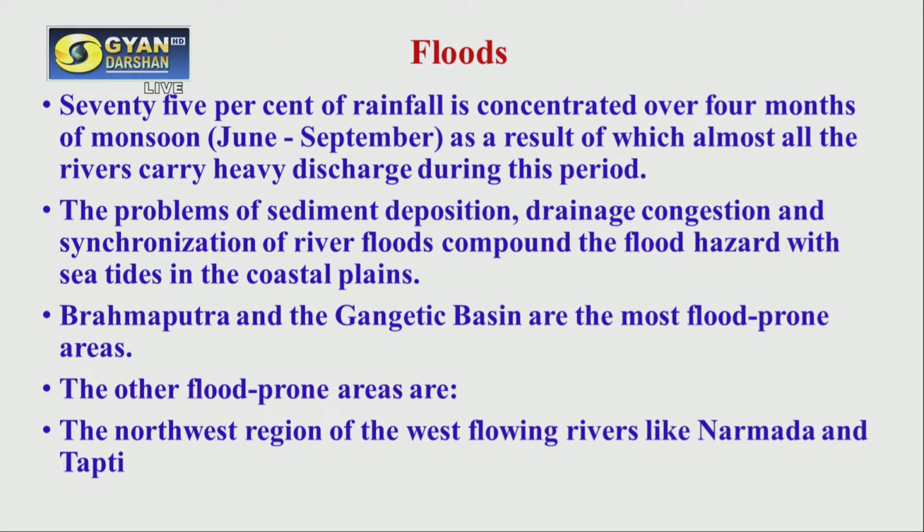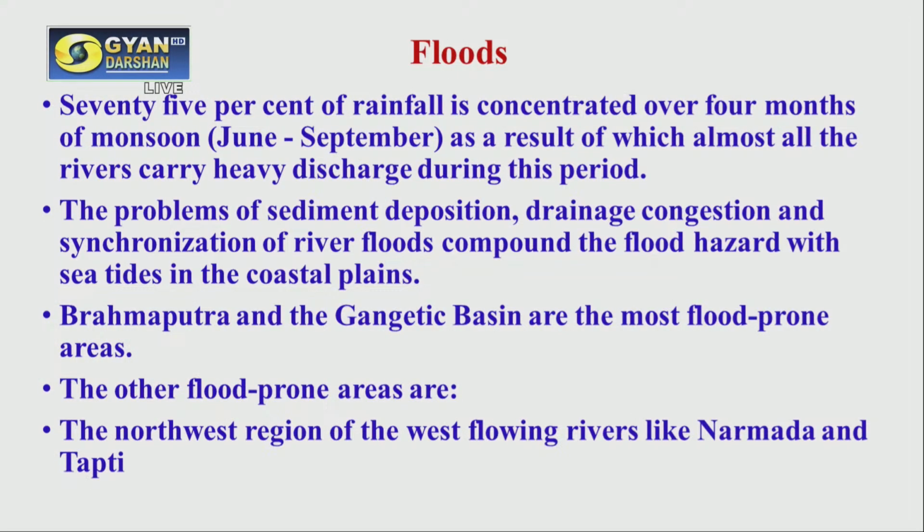Then we move to the floods, basically. And quickly I give you an account of the flood prone areas. 75% of rainfall is concentrated over the 4 months of monsoon, and because of that, this whole of the rain is occurring in the 4 months. A large part of our country is susceptible to floods, basically.